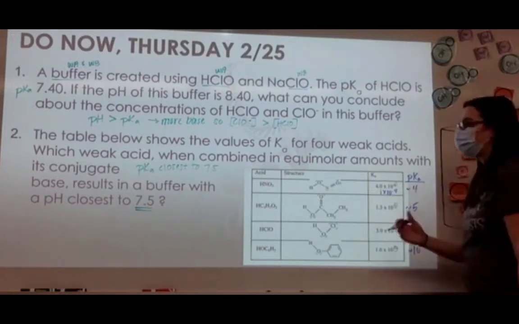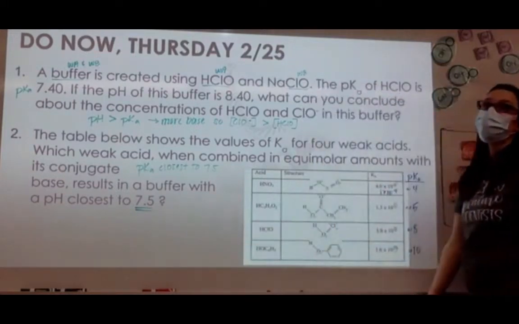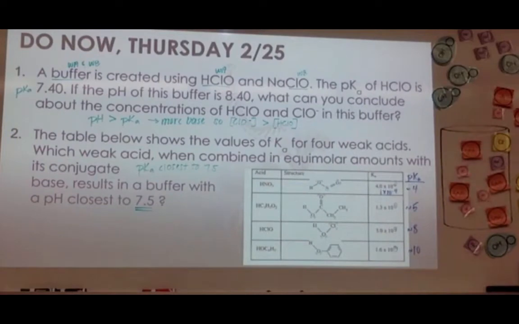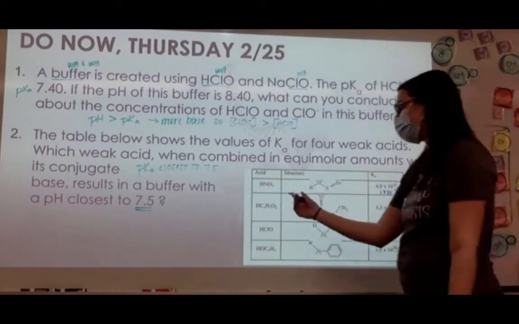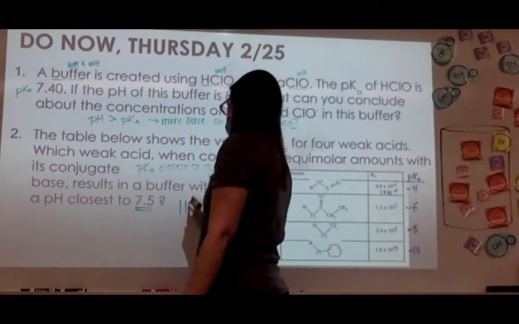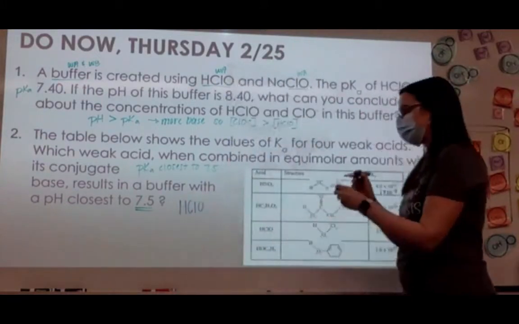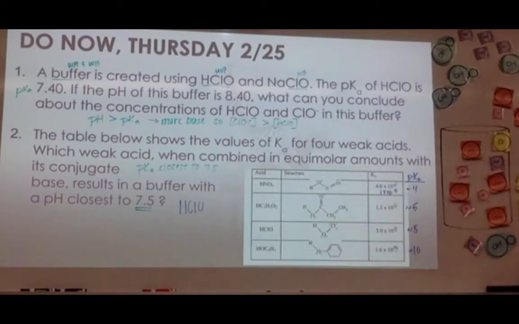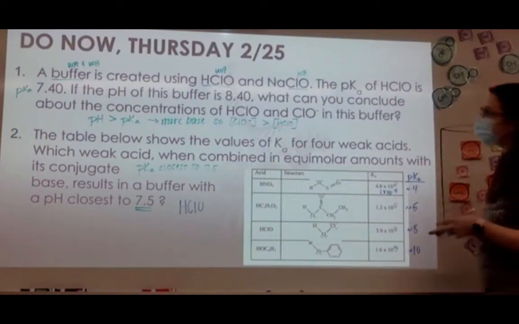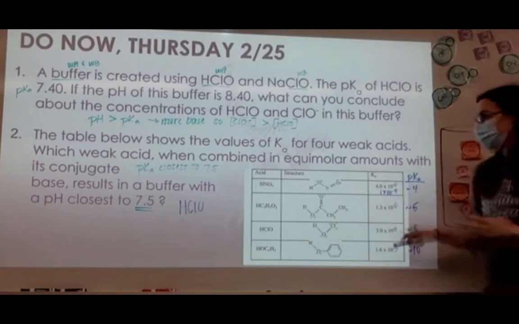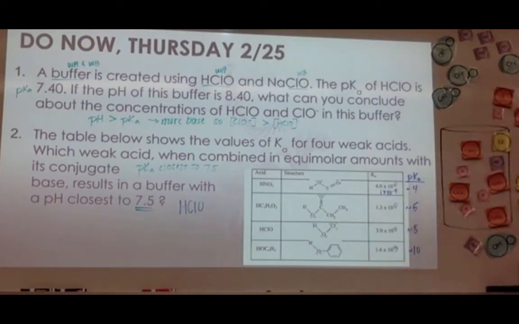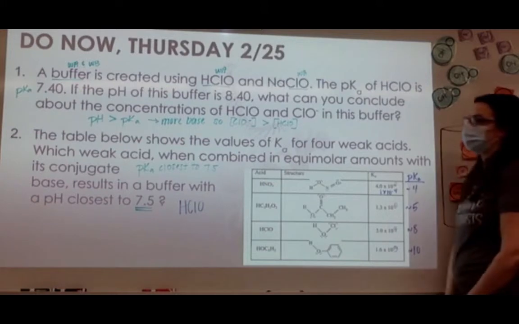The buffer that would have a pH closest to 7.5 would be the one that has a pKa closest to 7.5. And that's HClO. So our answer to this question is HClO. If we mixed HClO and ClO minus, we would have a pH closest to 7.5. The rest of these, this would have a pH around 4, a pH around 5, a pH around 10. So HClO would be the best answer for number 2.